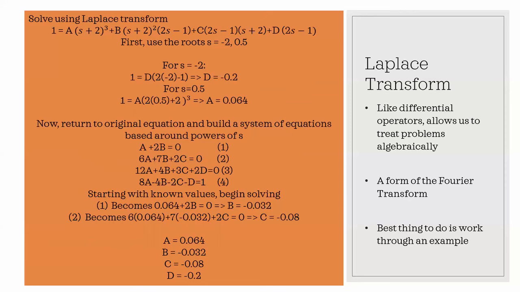So we have our first equation, a plus 2b equals 0. We know a, we don't know b, so this turns into a pretty trivial equation, 0.064 plus 2b equals 0, so b is equal to minus 0.032. We march down to the second one, because now we know a and b, we need to know c. We find that the equation is equivalent to 6 times 0.064 plus 7 times negative 0.032 plus 2c equals 0. Go through all that, and you get c is equal to minus 0.08.